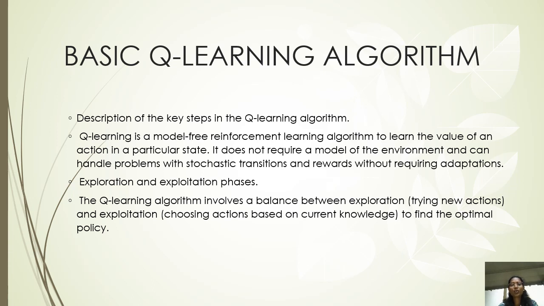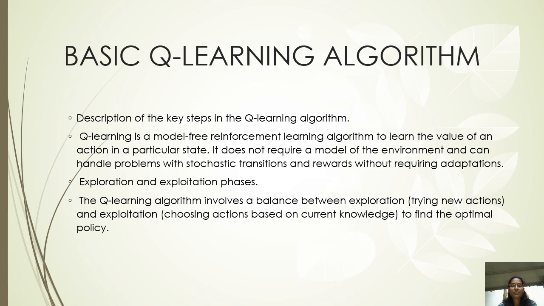Then the basic Q learning algorithm. There are some key steps in the Q learning algorithm. The first key step: Q learning is a model-free reinforcement learning algorithm to learn the value of an action in a particular state. It does not require any model of the environment and it can handle problems with stochastic transitions and rewards without requiring adaptations.